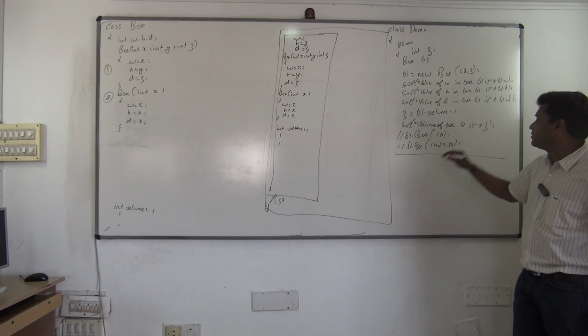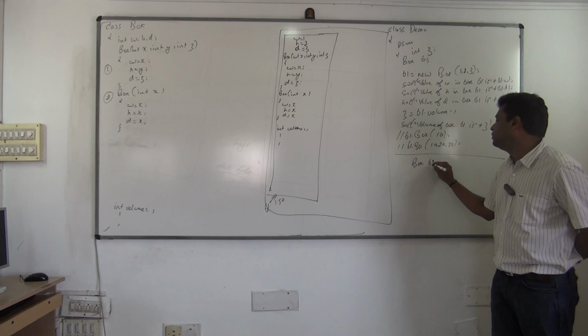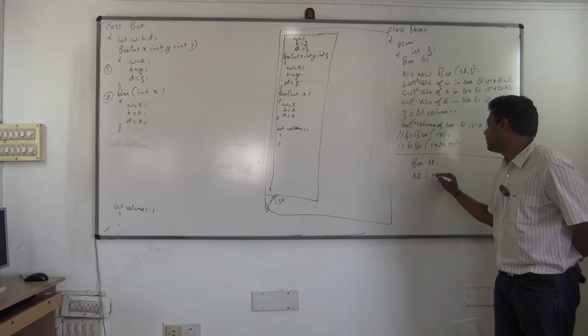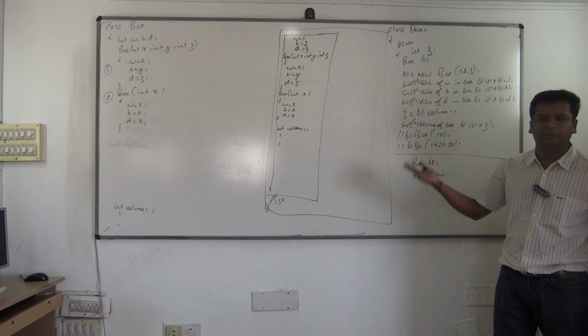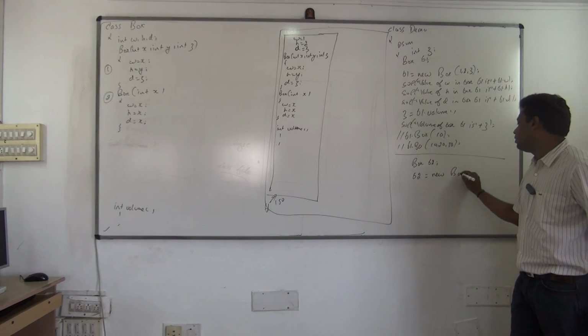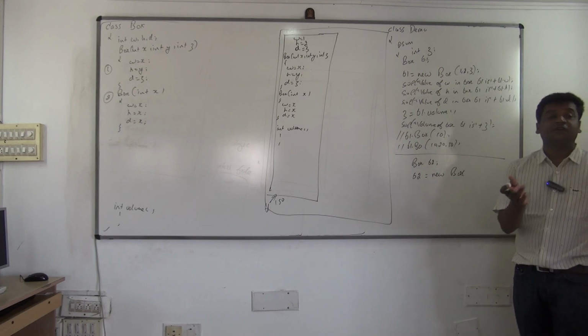Okay, done. Next, if you want, you can write Box B2. B2 is equal to, again see, new. You can create one more object. If you have a class, you can go on allocating memory as many times as you want. So I'll say Box. You have to call the constructor. Now which constructor you want to call, you decide.